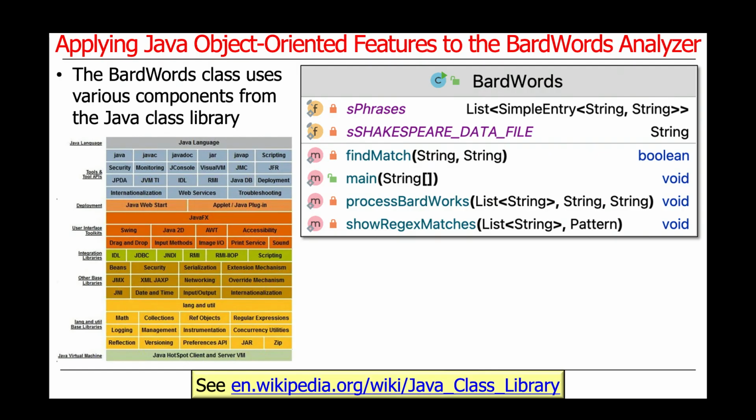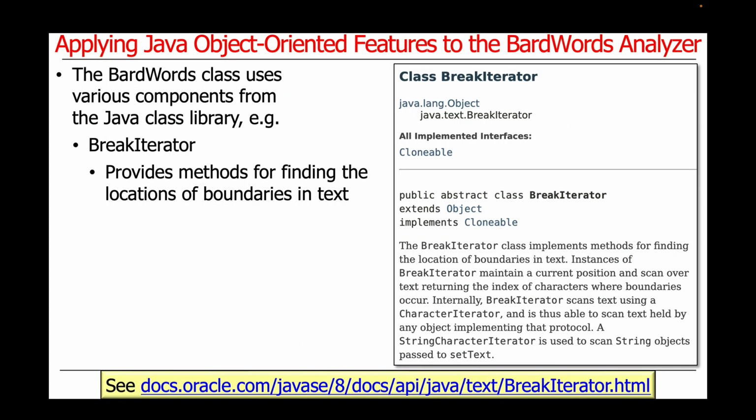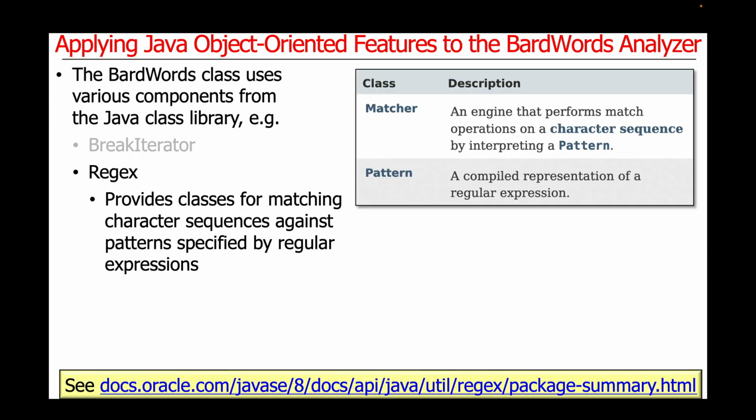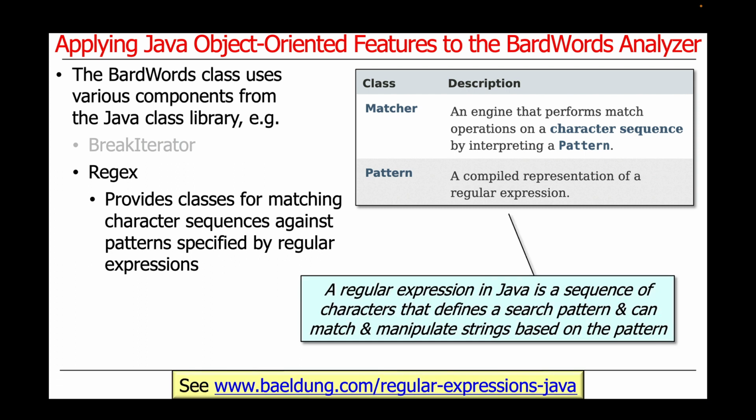The BardWords class uses various components from the Java class library, which is a set of dynamically loadable libraries that the Java execution environment can call at runtime. One of the Java class library components used by BardWords is BreakIterator, which provides methods for finding the locations of boundaries in text. The BardWords class also uses the regex package, which provides classes for matching character sequences against patterns specified by regular expressions. A regular expression in Java is a sequence of characters that defines a search pattern and can be used to match and manipulate strings based on the pattern.